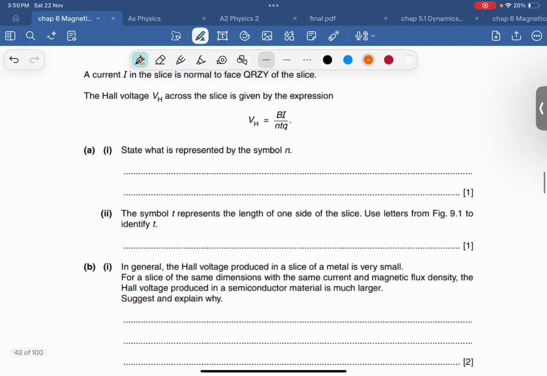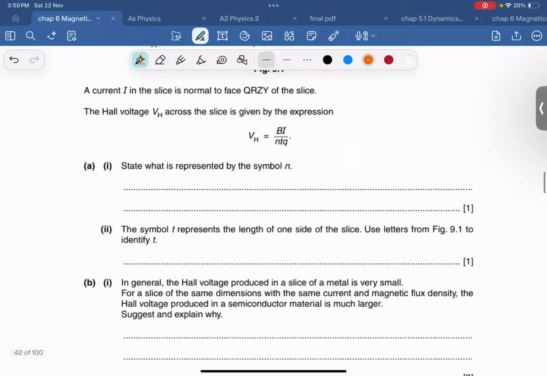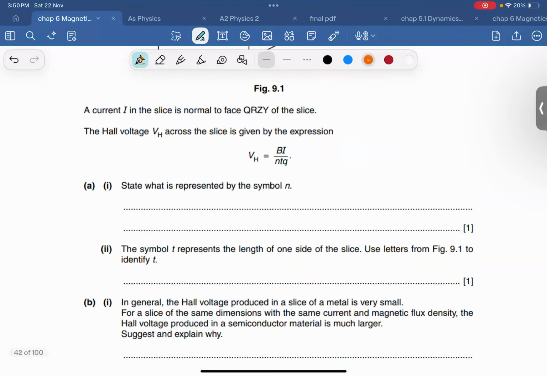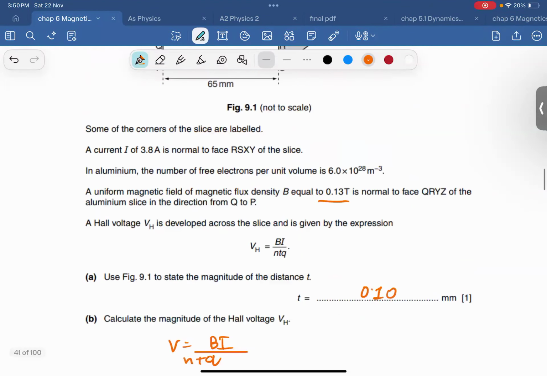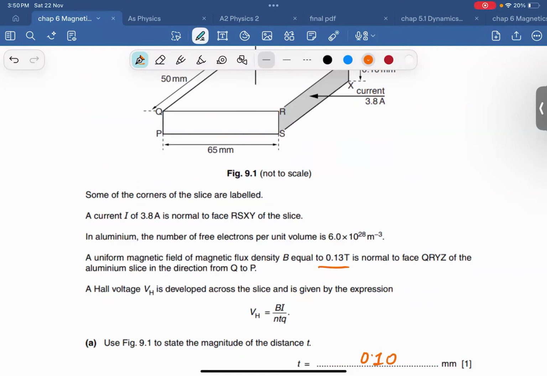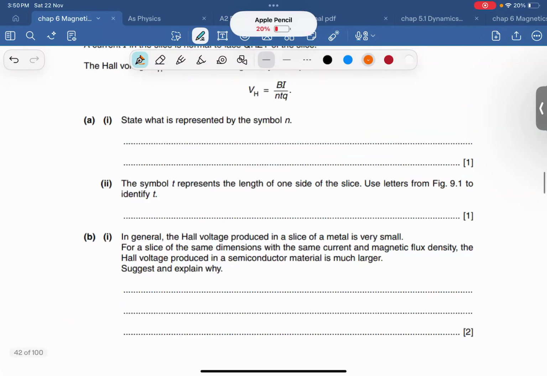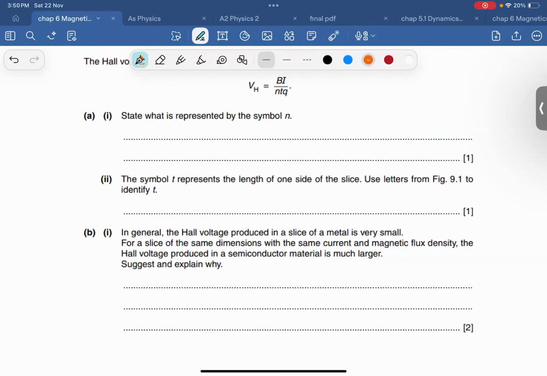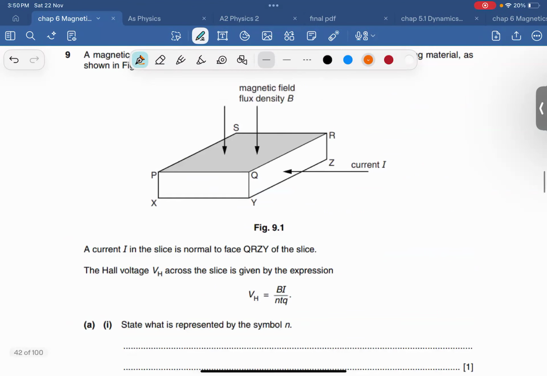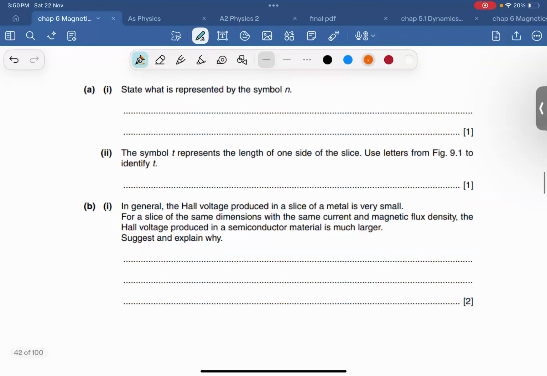Now they're saying state what is meant by n. n is the number density of the charge carriers, the number of free electrons per unit volume. The symbol t represents the thickness, and you can look at the picture and quote the value. In general, the Hall voltage produced in a slice of metal is very small. For a slice of the same dimensions with the same current and the same flux density, the Hall voltage produced in a semiconductor would be much larger.